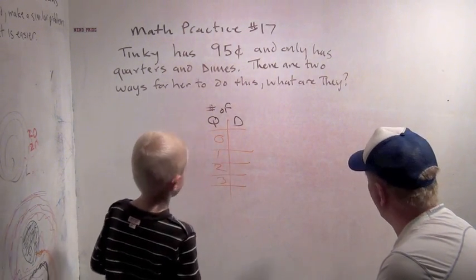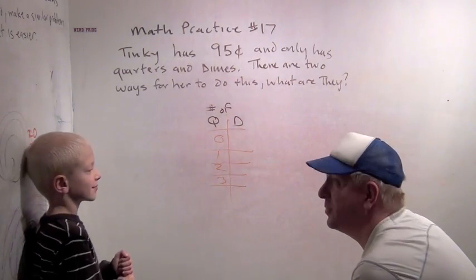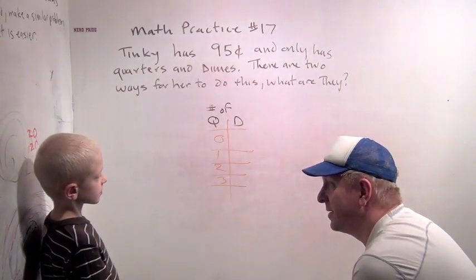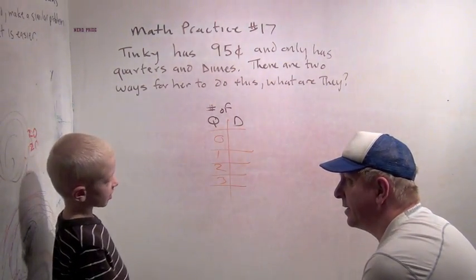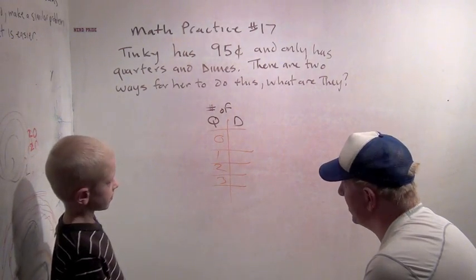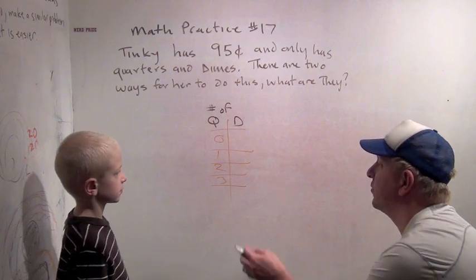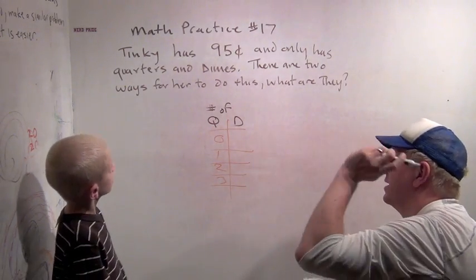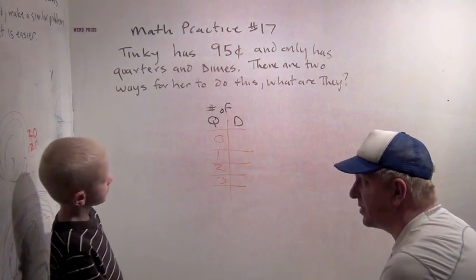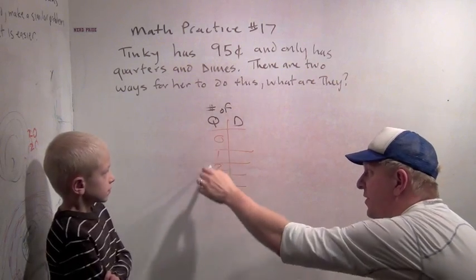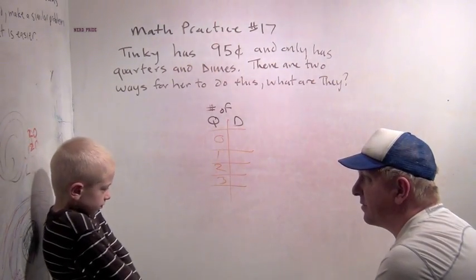Okay, wait, wait, whoa. Could she have four? That would be a dollar. So can she have four? No. She can't have four because that would be 100 cents and she only has 95. 95 cents.